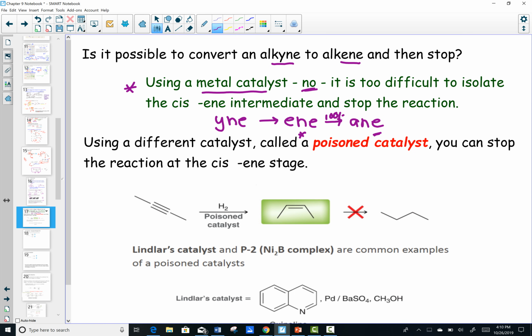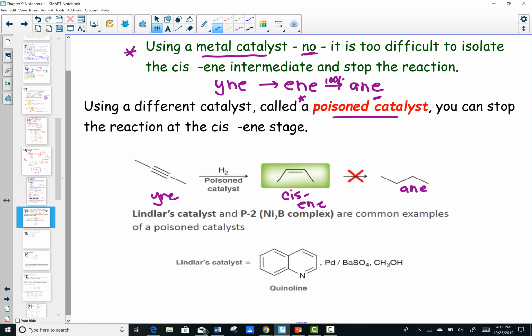But we can if we use a different catalyst. So that's a simplistic solution. It's still going to add the hydrogen across the triple bond, but we use what is called a poisoned catalyst, one that you can stop the reaction at this cis-ene configuration and not go on to the single bond ane. So what do we look for on the arrow to know that we're going to stop halfway through?